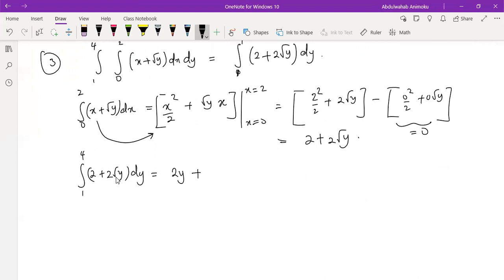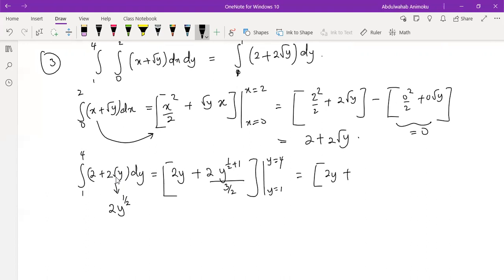So this will give us 2y. And the other one, now here, notice that we need to write this as y raised to power 1 over 2. So when you integrate this, it will be 1 over 2 plus 1 all over 1 over 2 plus 1, which is 3 over 2. Okay? Then we need to now evaluate this whole thing at y equal to 4, y equal to 1. Now let's simplify further. Since this is just 2y plus 2 divided by 3 over 2 becomes 4 over 3, times y to the power 3 over 2. Evaluate this at y equal to 4, y equal to 1.